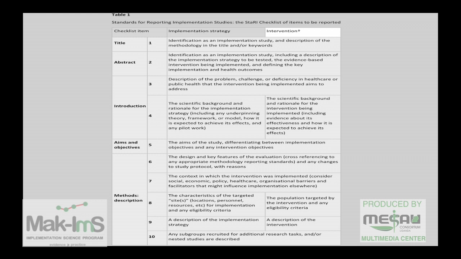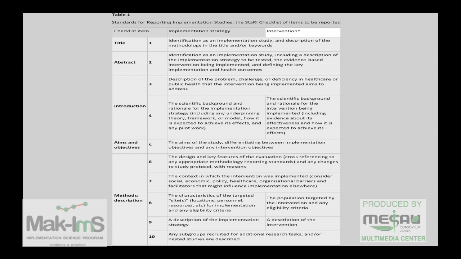But anyway, I don't know how many of these we can go through in detail. But again, when it comes to methods, you don't just describe, you describe and report on so many things that have been listed here. What is the location of your study site? What are the personnel like? What are the resources that you're going to use? What was the eligibility criteria? And under the intervention, you describe the population you're targeting for that intervention. So on many of them, you have then the two strands. Then you describe your implementation strategy and why. Then you describe your intervention and why you chose it.